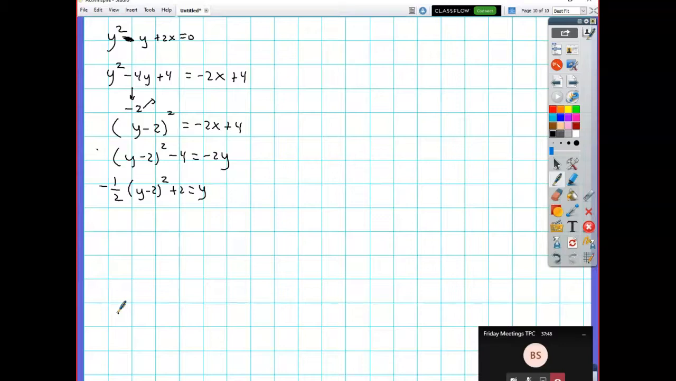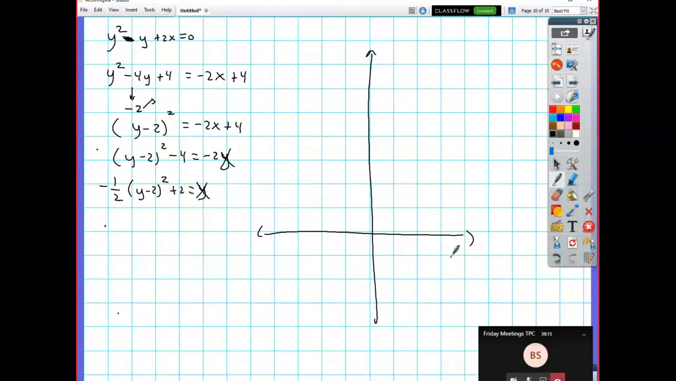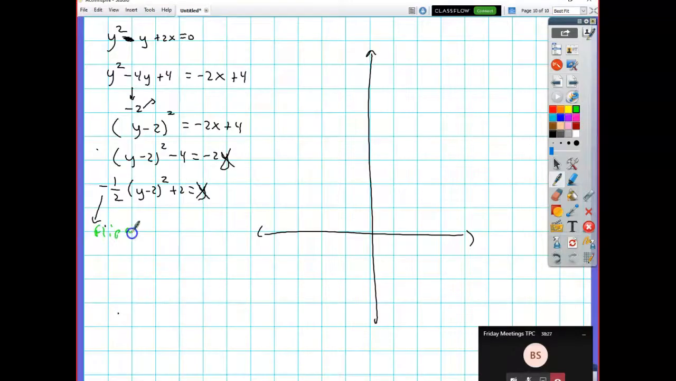Whoop, I got y's on both sides somewhere. That's not good. All right, here we go. Gonna graph this thing. All right, so it's going to open to the right, right? Because it's an x equals y squared one initially. What does this thing tell us to do? Flip across the y? I'm going to write flip across y because you guys got this flip down. Good. What's 1/2 tell me to do?